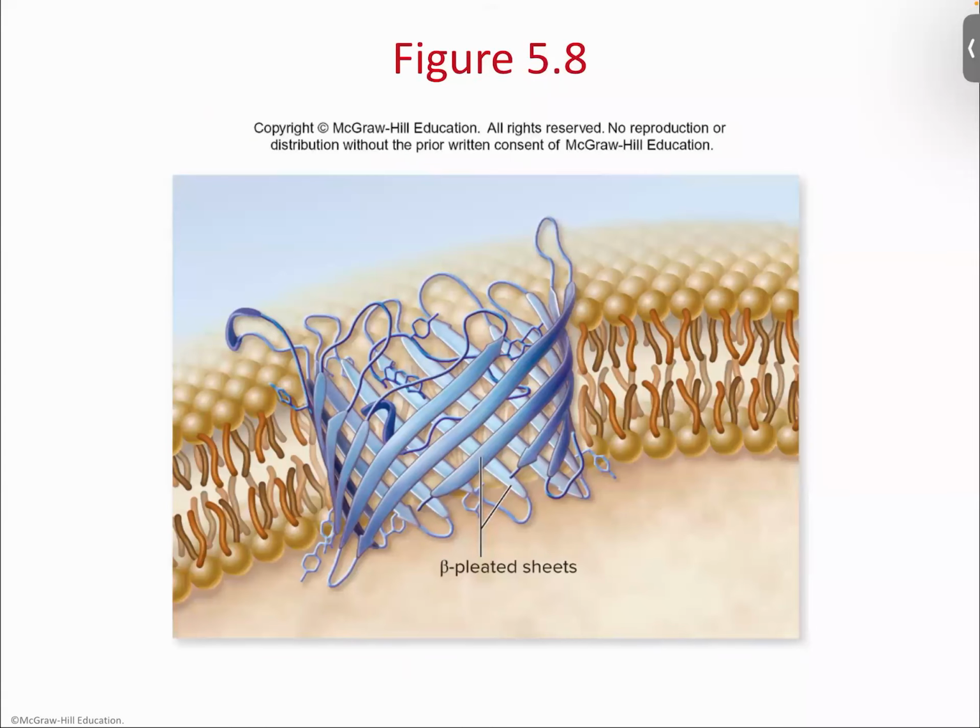So what I want to do is, this is it right here. So you can see how you weave these beta sheets in kind of like a woven basket, and you have polar inside that makes it hospitable for this molecule to go through it. Okay, so that's your beta barrel.